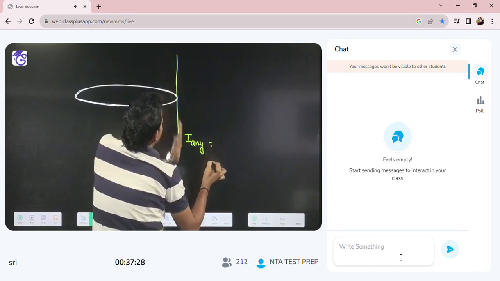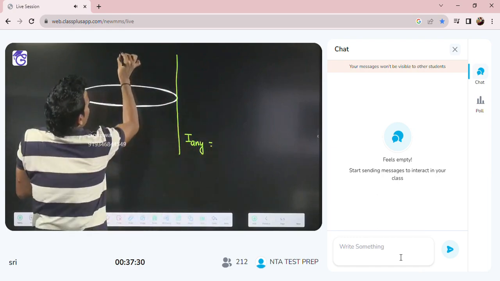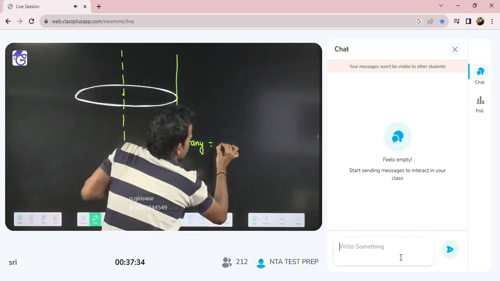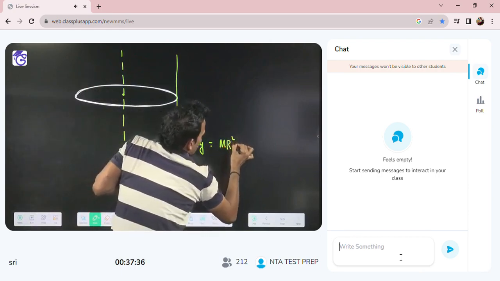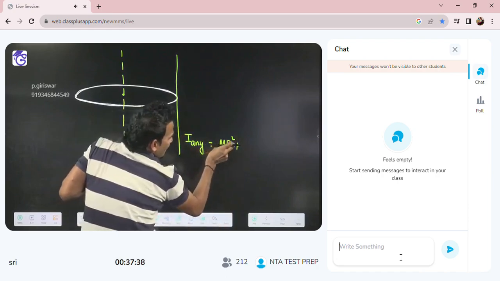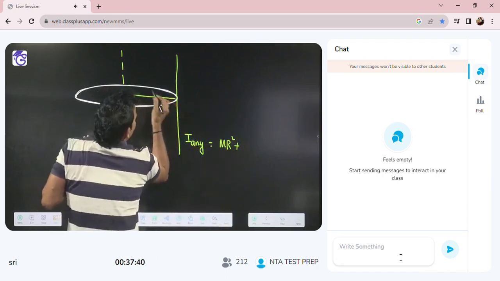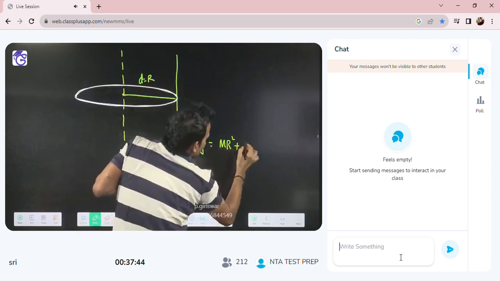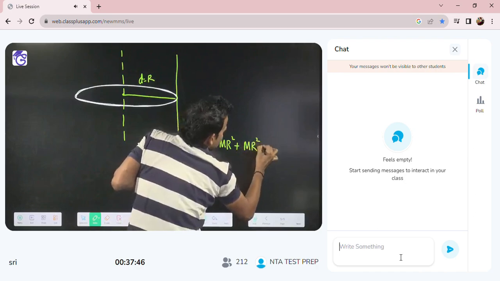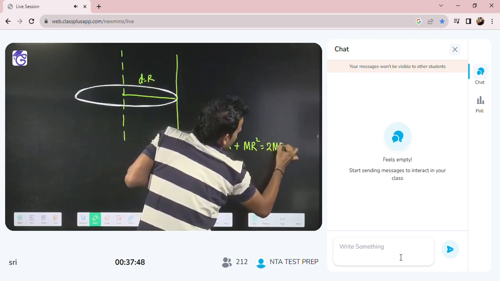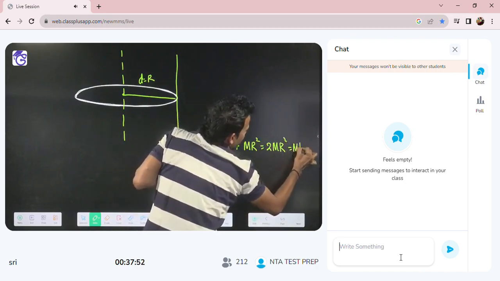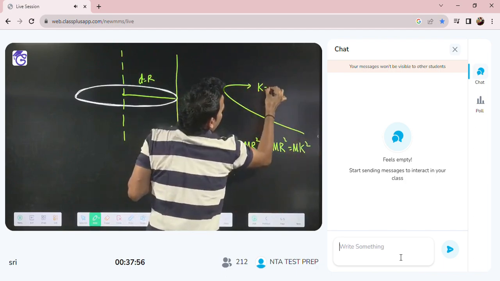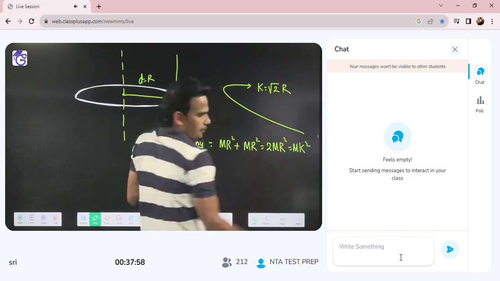Now if you take this, ICM will also be perpendicular to the plane. And you know here ICM will be coming as mr square. So mr square plus ICM plus md square. D will be equal to R. So D equal to R means mr square. The answer will come 2 mr square. If anyone asks you radius of gyration, equate it to mk square, because sometimes they ask K. K will be coming as root 2 R.